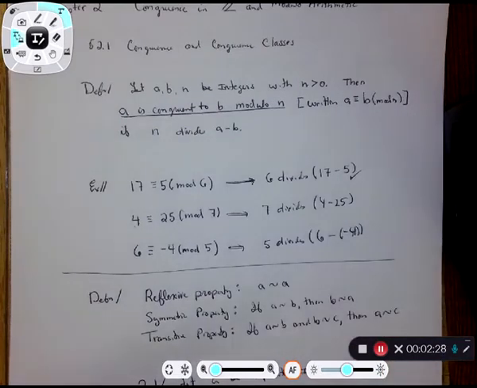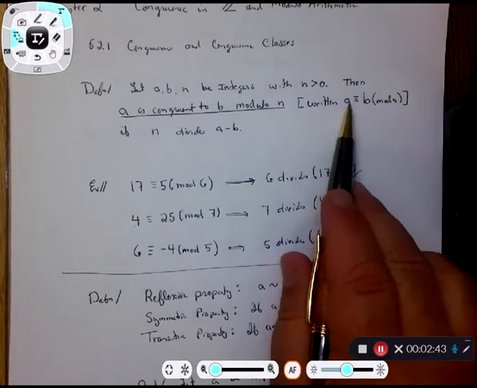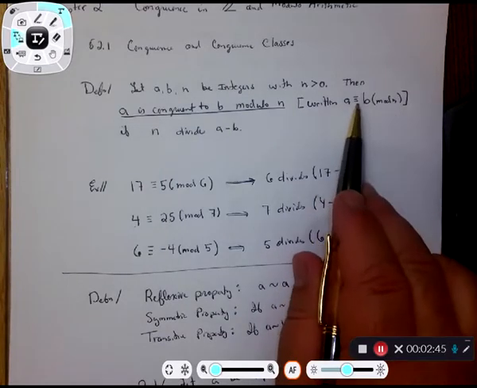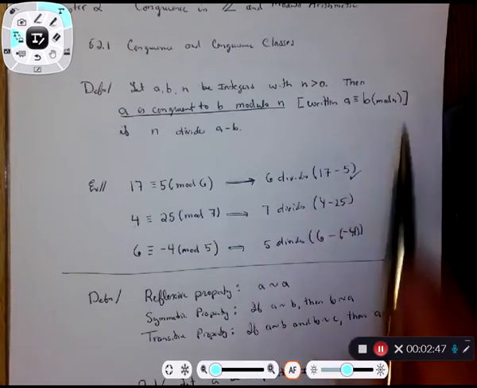So, A is congruent to B mod N, provided that N divides A minus B. So not just N divides A or N divides B, which is what we did in Chapter 1. Now N divides the difference, A minus B. And remember, this is the notation that you write: A is congruent to B mod N.